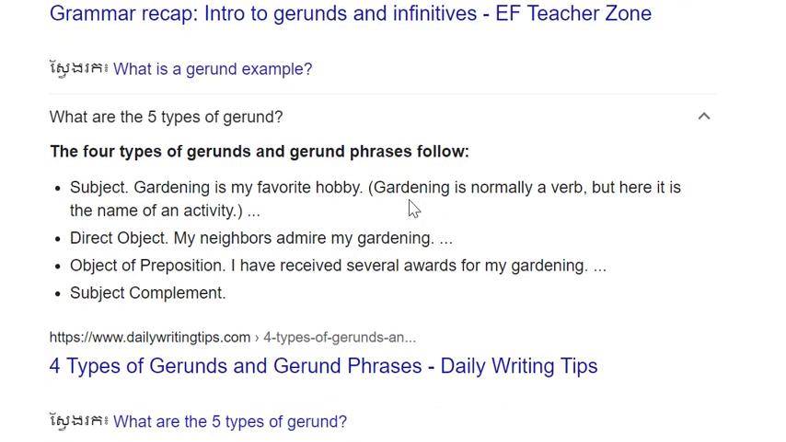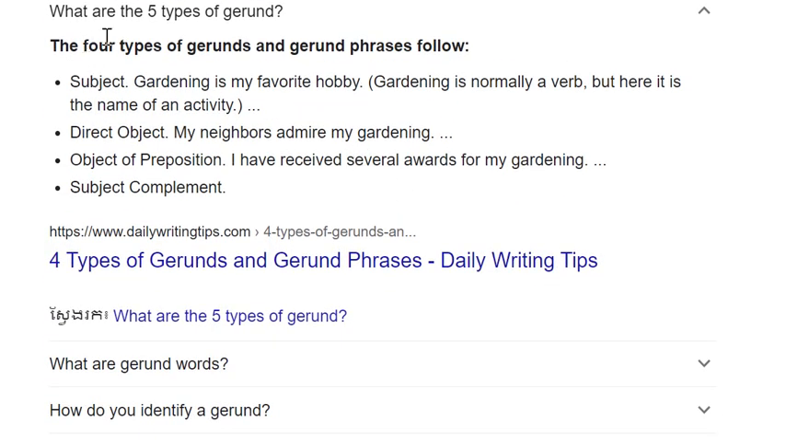And the question, what are the five types of gerund? The four types of gerunds and gerund phrases follow: subject, direct object, object of preposition, and subject complement.